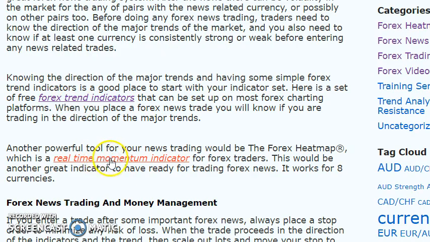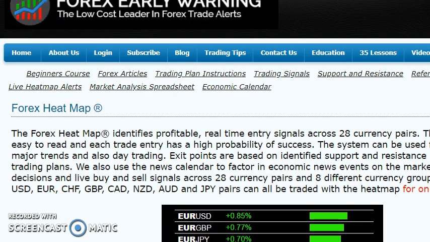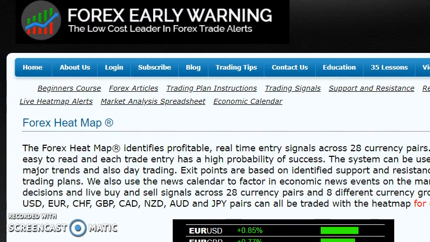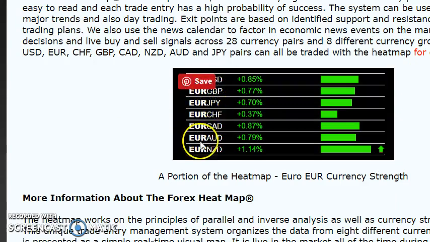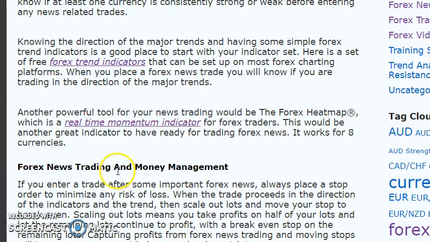The next indicator you need to have is a real-time momentum indicator to show you which currencies are strong and weak. If you click on this link right here, it'll take you to this page, which is the Forex heat map. You can learn all about the Forex heat map here. So if you have a Euro news driver on the news calendar, then you're looking for the Euro to be consistently strong or weak, and then you can potentially buy pairs like the Euro USD or the Euro New Zealand dollar. Okay, so those are the tools you need to trade the news.